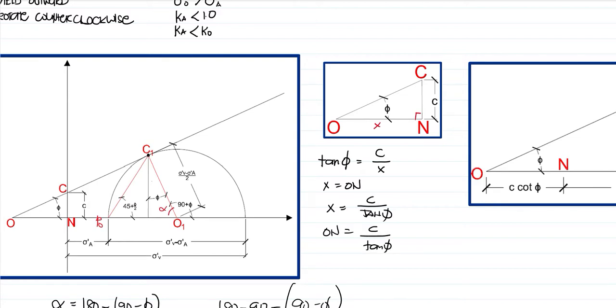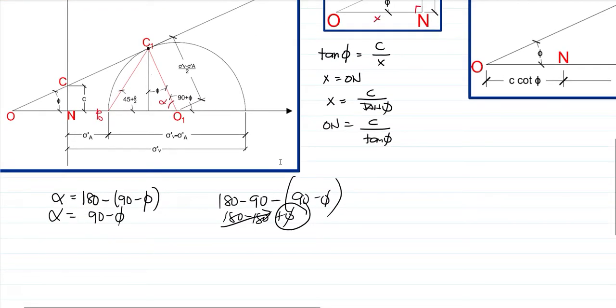So, ngayon, meron na tayong ON. So, next one is, kunin naman natin si NO1. Si NO1, as you can see, is the midpoint of, or is the center of our circle. So, we can use midpoint formula to get NO1.